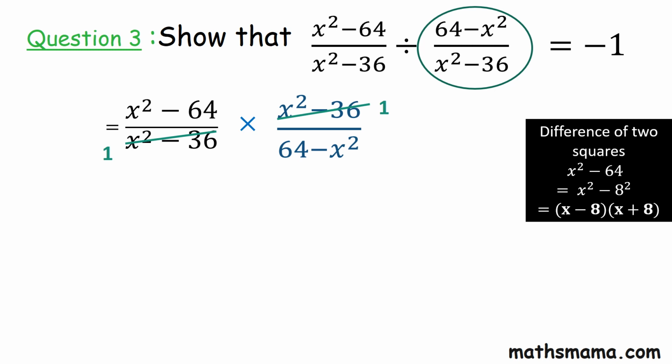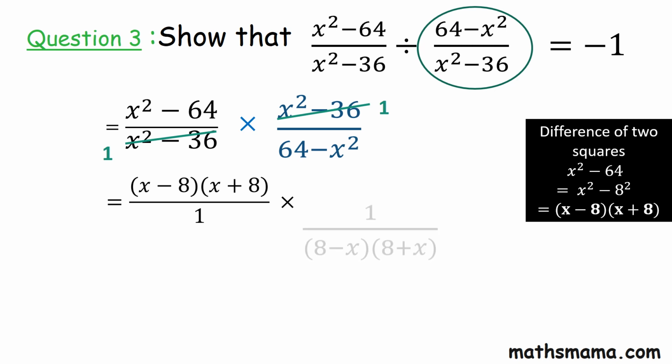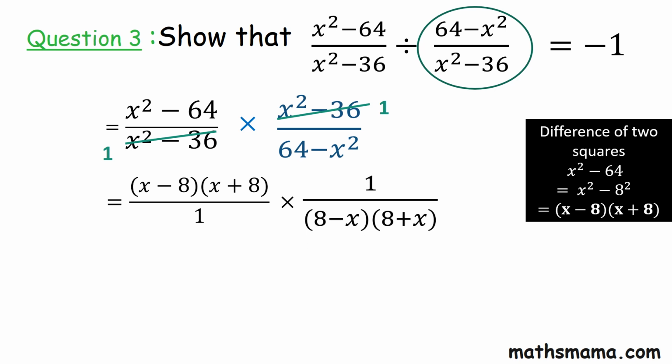So we'll write the first expression, and 64 minus x squared, again you can use difference of two squares to find the factors. There you get 8 minus x times 8 plus x. So here now you see common factors. x plus 8 and 8 plus x is a common factor. You can cancel it off, and then we get the remaining factors, 8x minus 8 over 8 minus x.